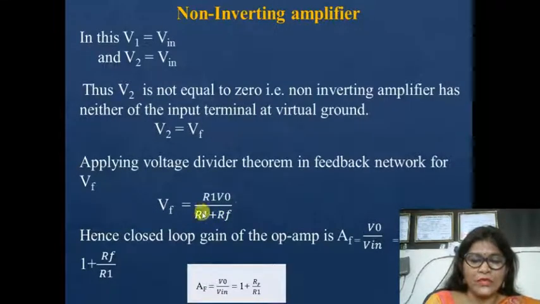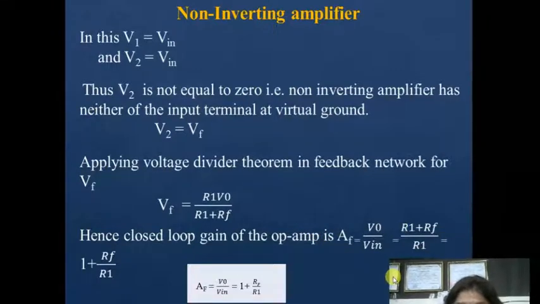This is the total resistance. So according to the voltage divider theorem, Vf should be equal to R1 into V naught upon the total resistance, that is R1 plus Rf. So in case of the closed loop non-inverting amplifier, the gain is V naught upon Vin equal to R1 plus Rf upon R1, and that is equal to 1 plus Rf upon R1.